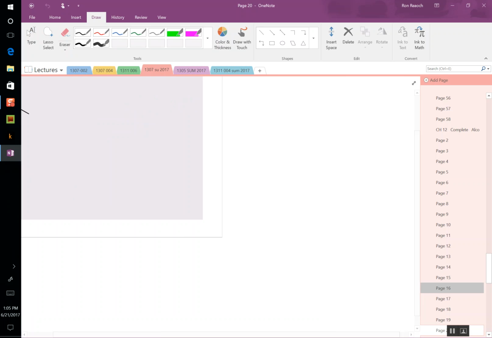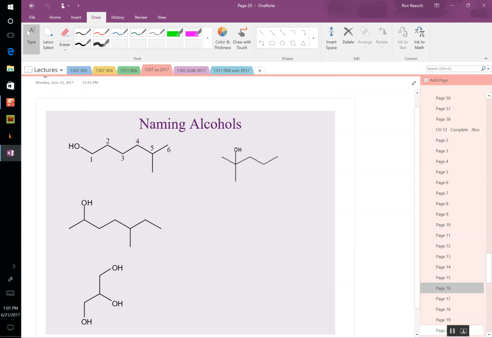What's the parent name? It's 5 carbons long, and this is going to be carbon number 1. 2, 3, 4, that's going to be carbon number 5. So what pentanol is it? 2 pentanol, 2 methyl. 2 methyl, 2 pentanol.